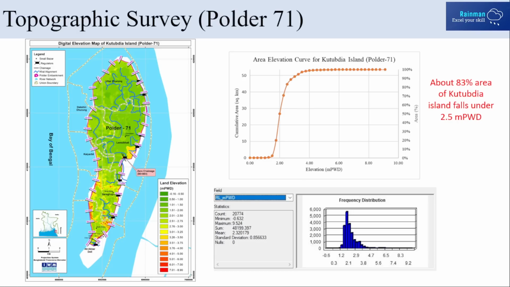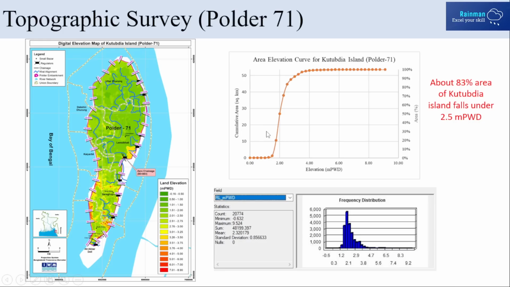After surveying, you will get the XYZ file, and then you can prepare a DEM file, which is a digital elevation model in ArcGIS. Using ArcGIS tool, you can prepare a dam map. So it's a DEM of this polder, as you see in the screen in the left side. And in the right side, in this plot, you are seeing an area elevation curve.